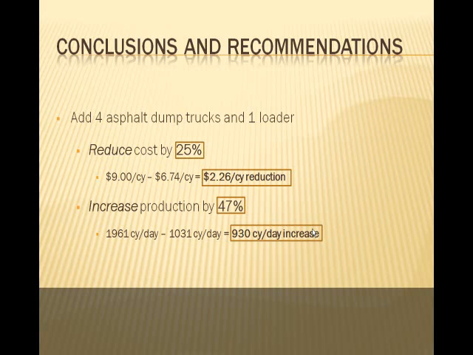So to conclude this process, we came up with recommendations to improve our model and ultimately improve the real-life project. Our recommendations are to add 4 asphalt dump trucks and 1 loader. This will reduce the cost from $9 per cubic yard to $6.74 per cubic yard, which is a 25% reduction. And respectively, this will increase the production from 1,031 cubic yards per day to 1,961 cubic yards per day, which is a 47% increase.